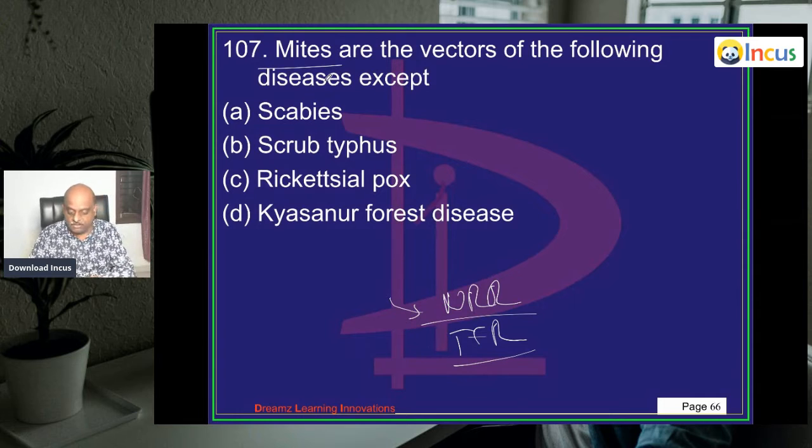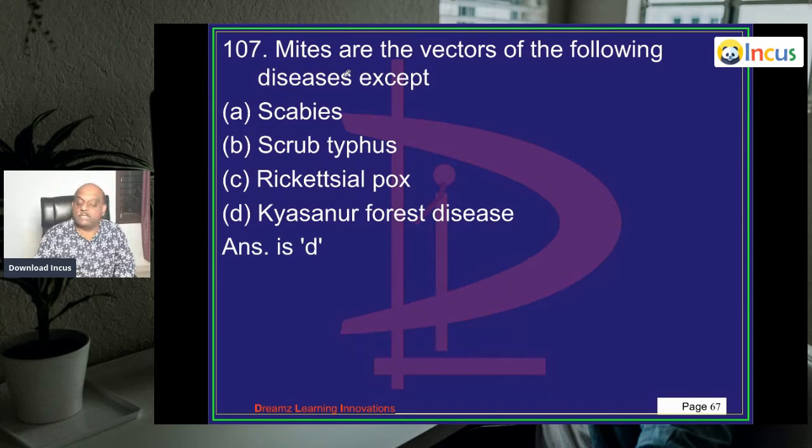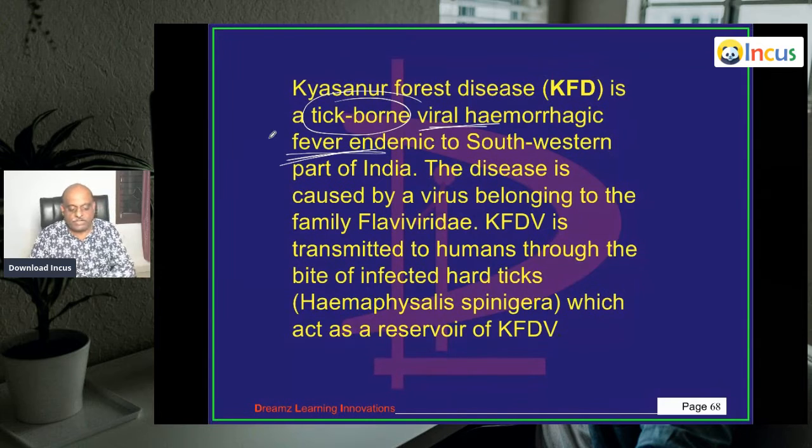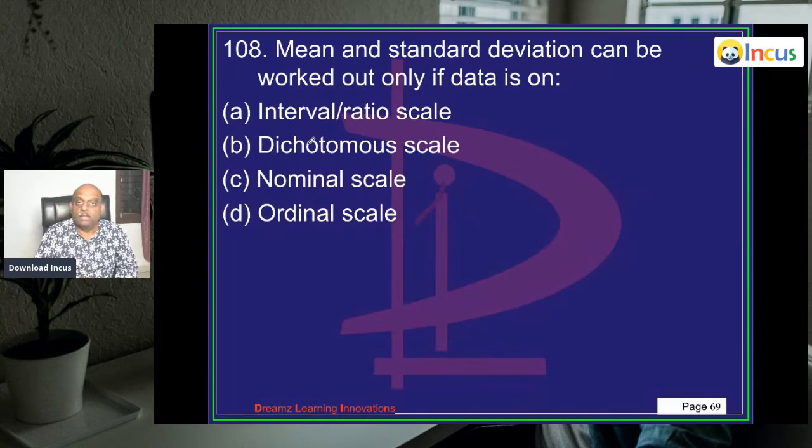Mites are the vectors of which diseases? Scabies, scrub typhus, rickettsial pox, not the KFD. KFD is a tick-borne viral hemorrhagic fever is what you need to remember. The mean and standard deviation can be worked out in which kind of data?